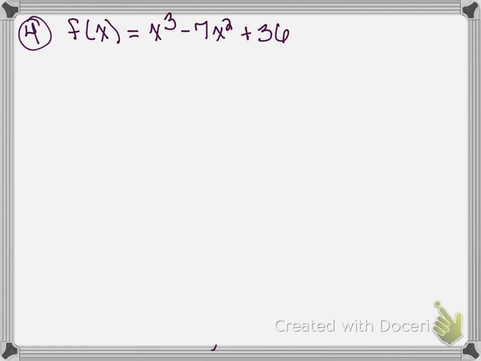Now, I'm not told what any of my zeros are. I'm not told what any of my factors are. So I've got to look at 36. And there's a bunch of them. Okay? I can have plus or minus 1 and plus or minus 2 because those go into 36 evenly.